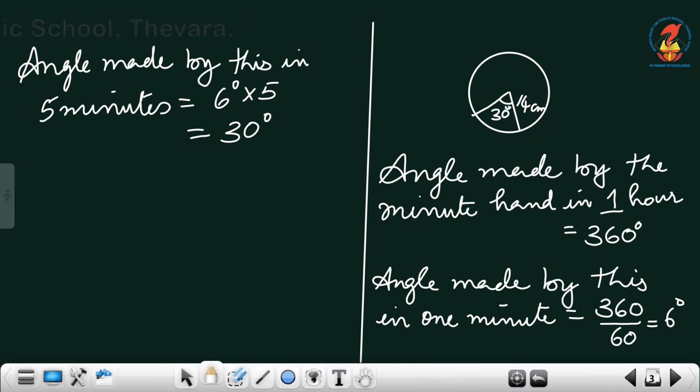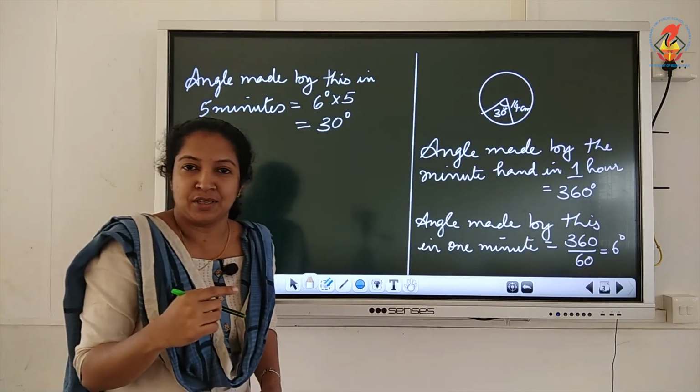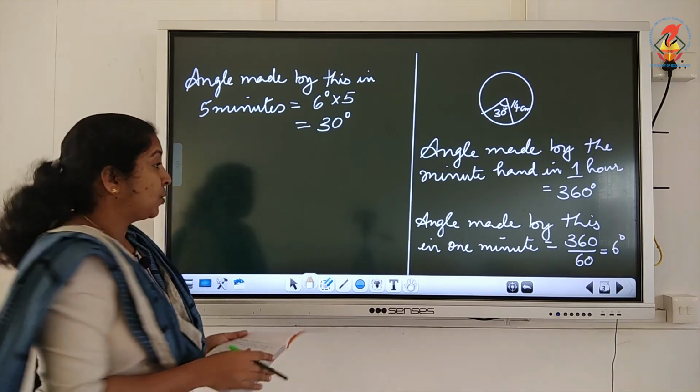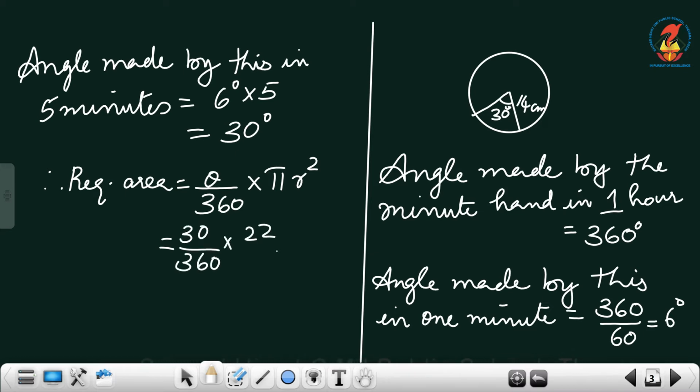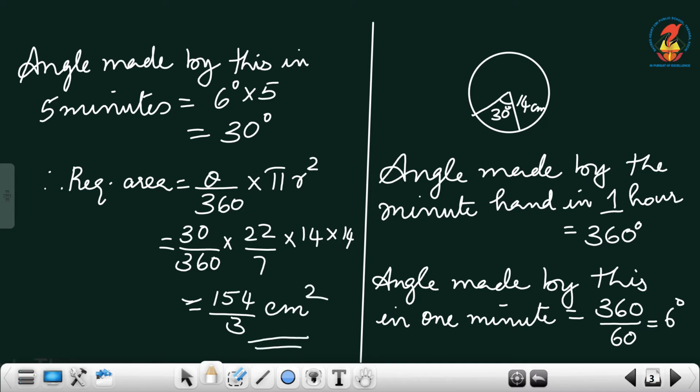What do you have to find? The area covered by that sector. So theta by 360 into pi r square. So required area is equal to theta by 360 into pi r square. What is theta? 30 divided by 360 into 22 by 7 into 14 into 14, which is equal to 154 divided by 3 centimeter square.